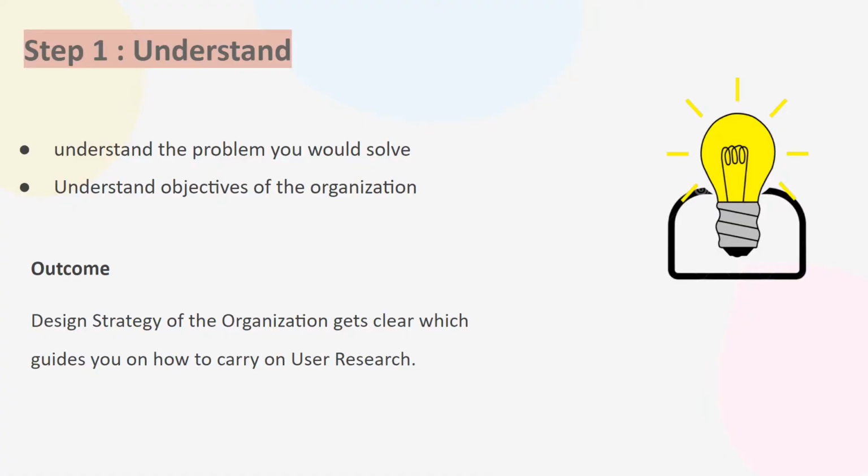There can be multiple ways to do that. If you're working for a client, then speak to the client. If you're working for a new organization, then speak to the product managers. It's important that you speak to the stakeholders as well. If the team has previously carried out some research, then understand the research. It will give you a lot of understanding of the problem. All of this information would help you to create a design strategy which would align the goals of the users with the objectives of the organization. And the ultimate outcome of step 1 would be a design strategy, which gets clear and guides you on how to carry out the user research.